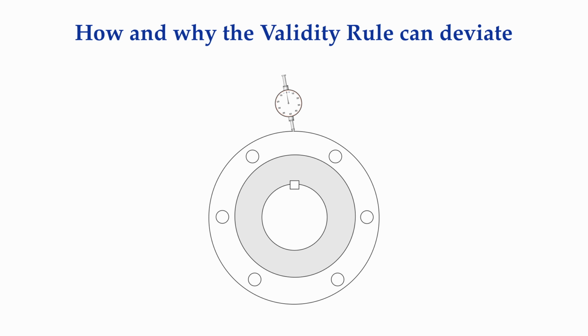Another reason the validity rule may deviate is that the indicator is not perpendicular to the tangent of the curved surface you are measuring. Now, if the indicator is off by 10 degrees or less, then it's probably not going to have a big effect. But if the indicator is off perpendicular by 30 degrees or more, it is probably going to have an effect on the accuracy of the measurements.